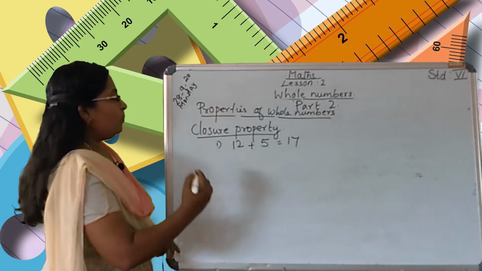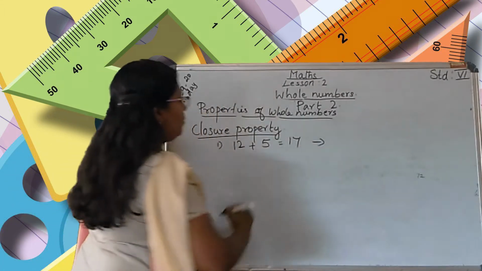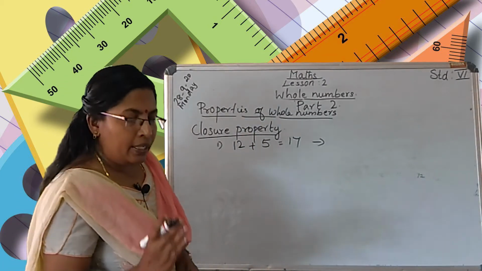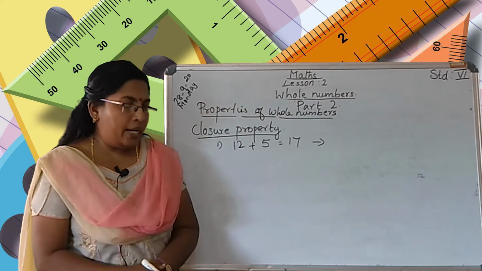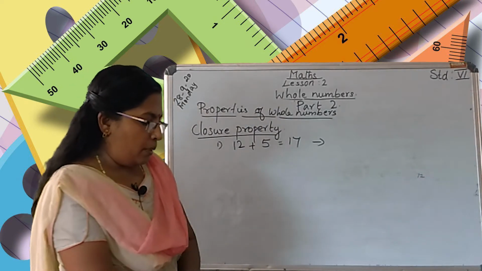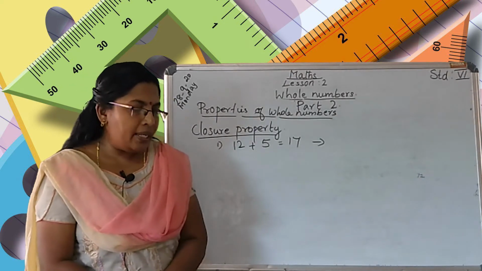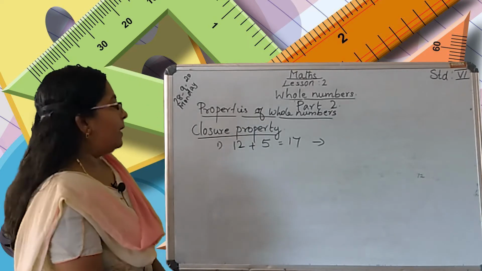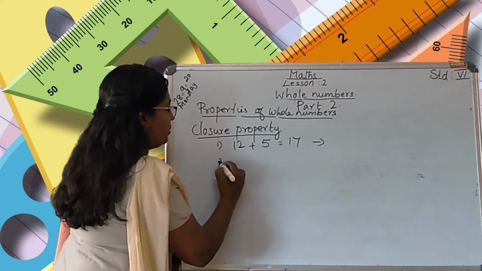Next, so addition is closure, and under the closure property, whole numbers are closed under addition. Whole numbers are closed under addition. Then we can see the next.